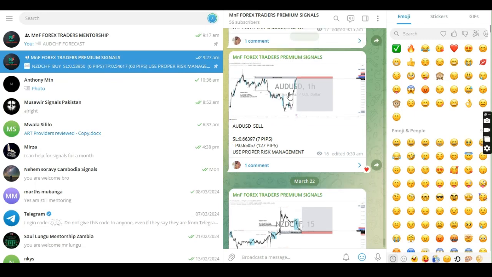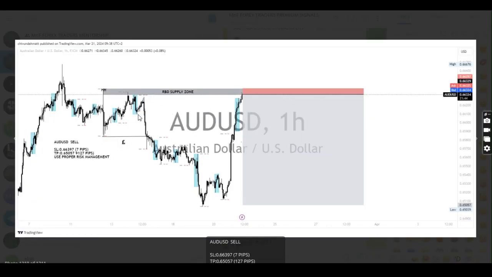Okay. So you can see that right here we have a trade on AUD on the 1 hour time frame. A beautiful one. So the overall trend of this particular trade has been to the downside. Therefore, I looked for a rally base drop. Right now, you cannot properly see it, but I'm going to show you. This is a rally base drop supply zone. And then we had liquidity. We had equal highs right here, which were left behind.